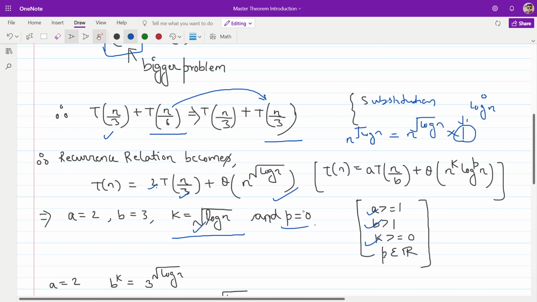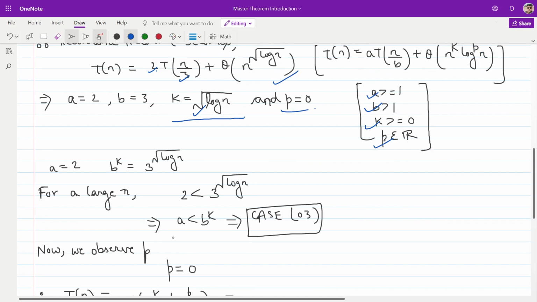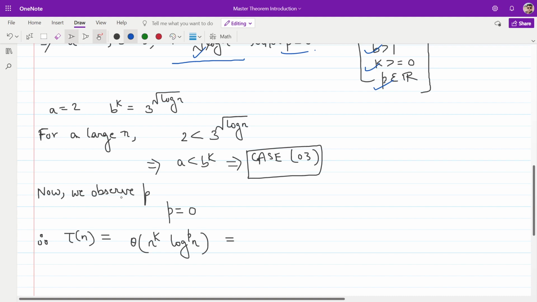And lastly, we have p equal to 0, and the constraint says that the value of p should be a real number. So that means all these four constraints are satisfied by the coefficients, right? That means now it is possible for us to solve the problem by using Master's theorem. So remember what we do in the next step: we find out a and we compare it with the value of b raised to the power k.